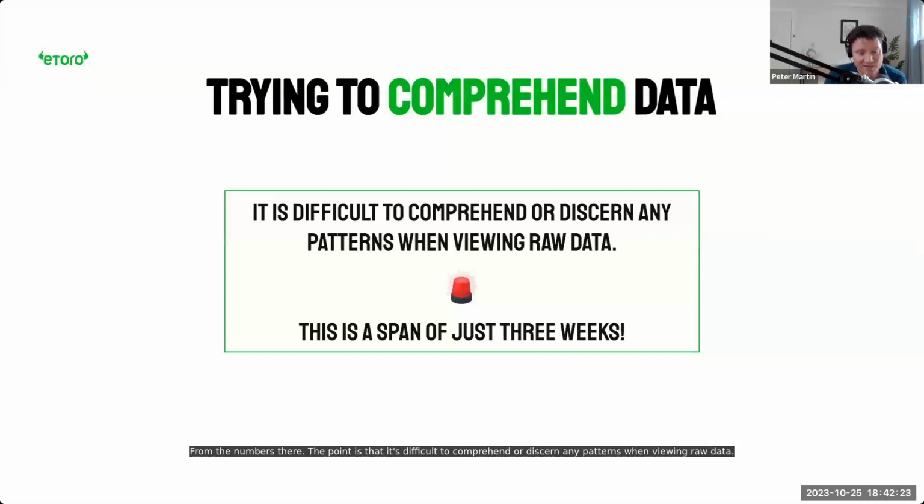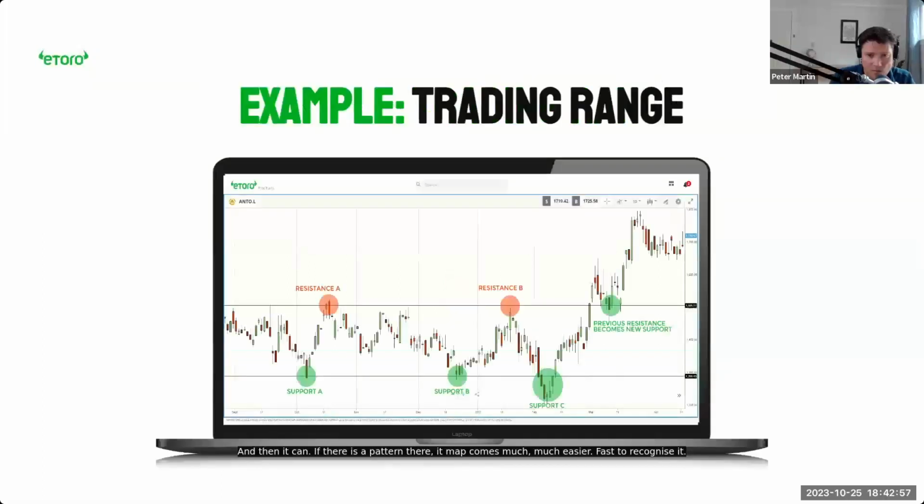The point is that it's difficult to comprehend or discern any patterns when viewing raw data. The data in that table is just for a few weeks. So this is why price charts are so important, because one way we can digest this information very easily is to put it in a price chart. Then, if there is a pattern there, it becomes much, much easier for us to recognize it. And that's why we use price charts.